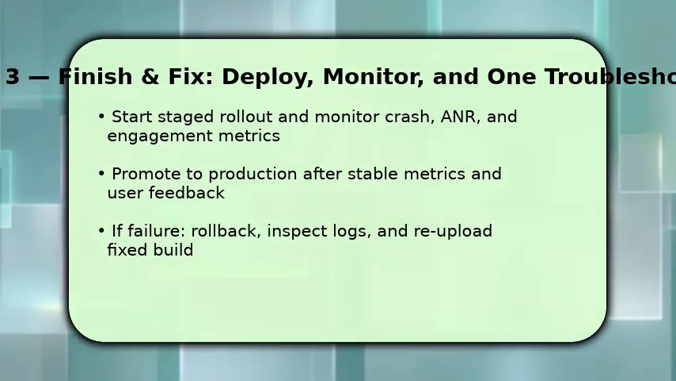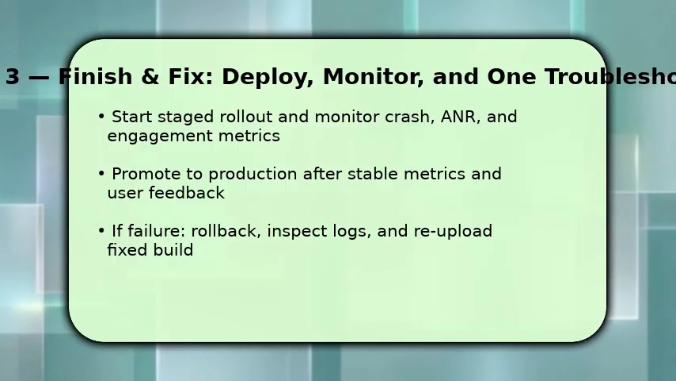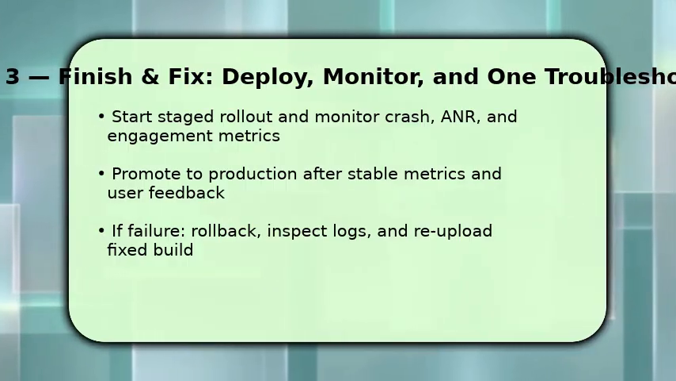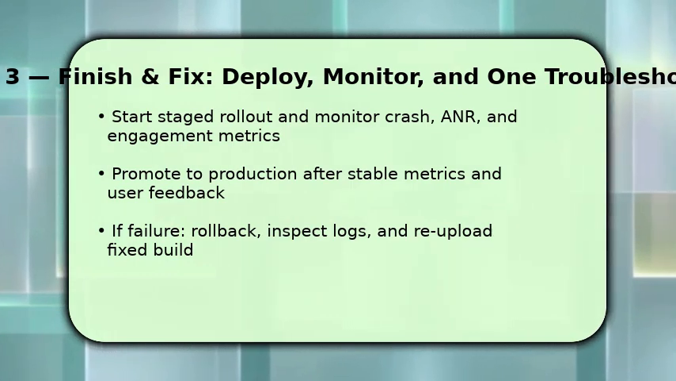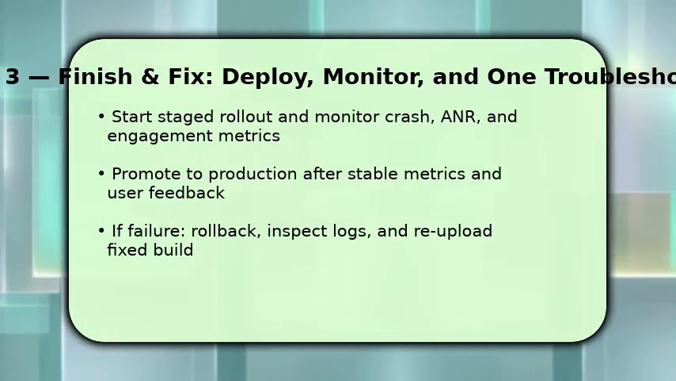If something goes wrong, immediately halt the rollout, roll back to the previous build, collect device logs, and store console errors. Fix the root cause, and re-upload a corrected, signed build for a fresh rollout.